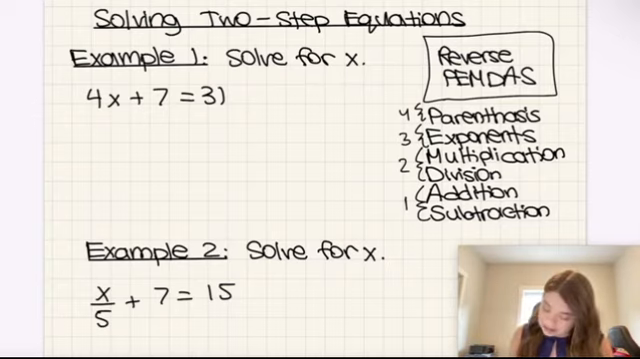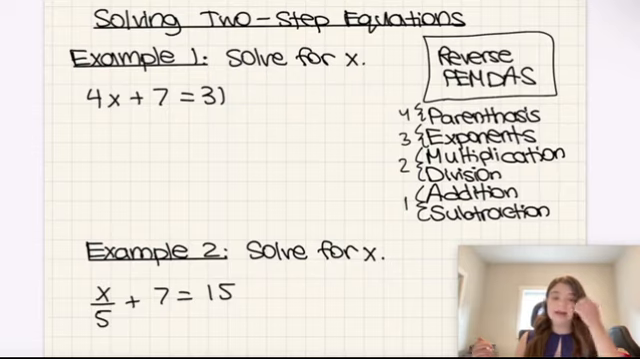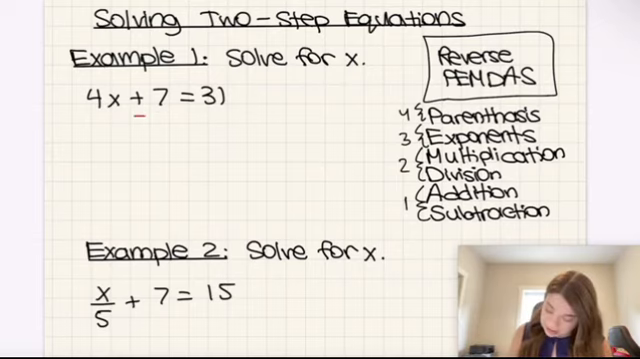So therefore, we want to get rid of this 7, and we also want to get rid of this 4, because if those things were gone, we would know what x is equal to. Now, I'm going to start with addition and subtraction. Notice the 4 is 4 times x, 4 multiplied by x, but the 7 is added. And so we're going to start by subtracting that 7 to get rid of it. So I'm going to subtract 7 from both sides.